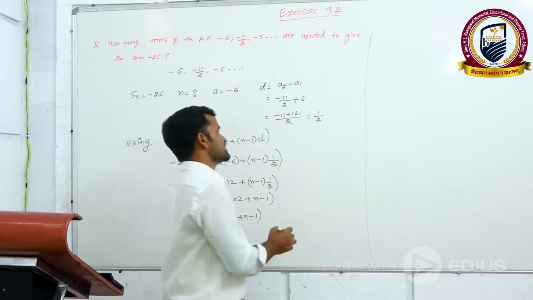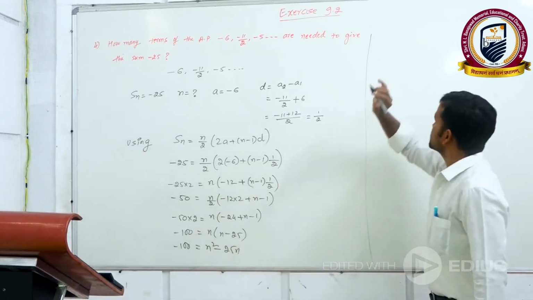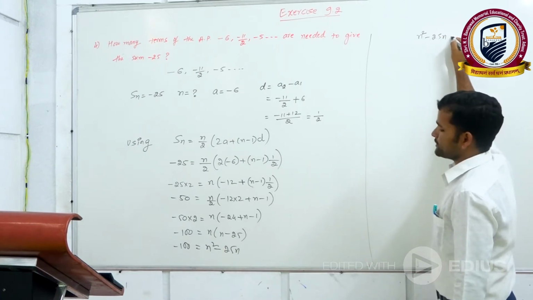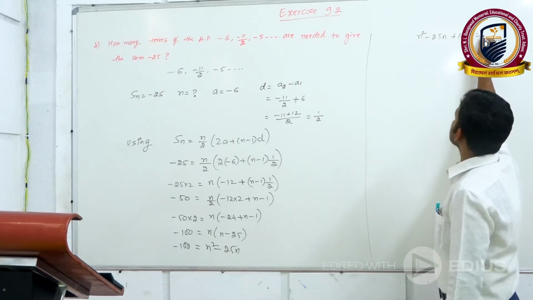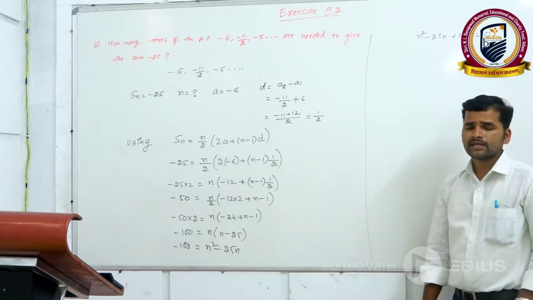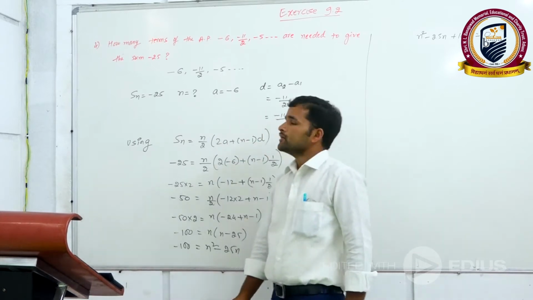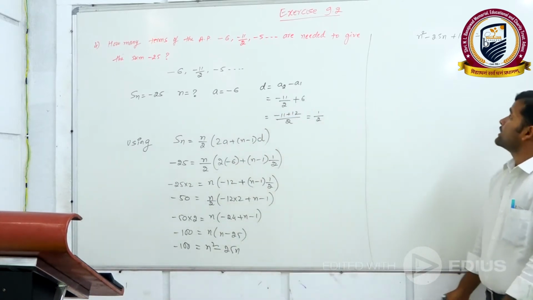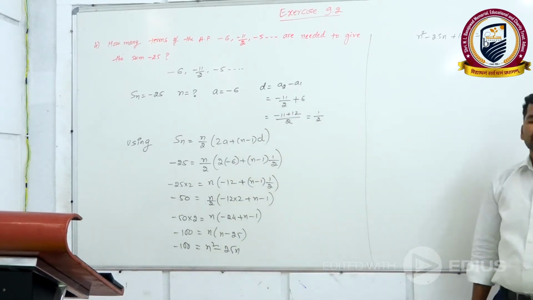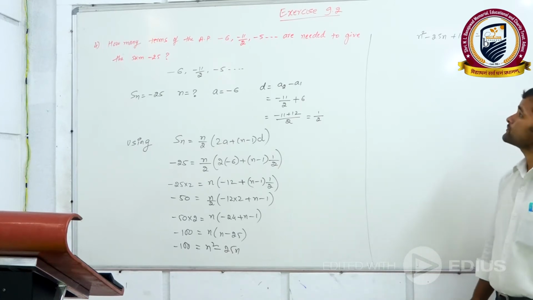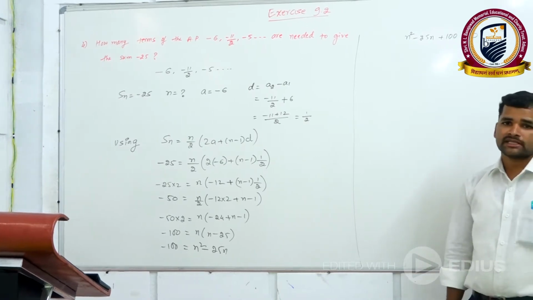Okay, take this minus 100 to the right hand side. This will be n square minus 25n plus 100 is equal to zero. Here, this is a quadratic equation in terms of n. We need to solve for n. 3 methods we have explained already in the bridge course part. We can use any one. Let me use factorization method here.